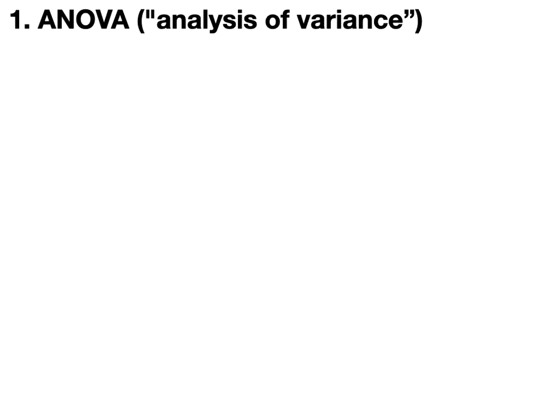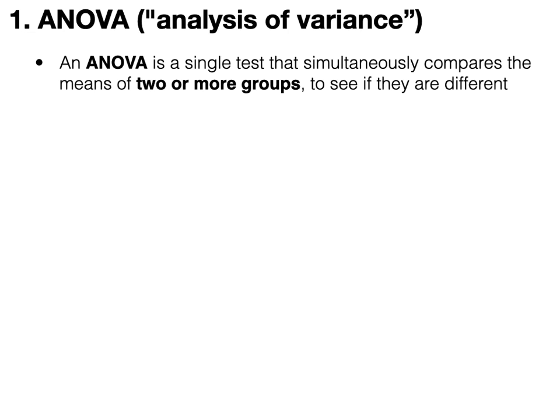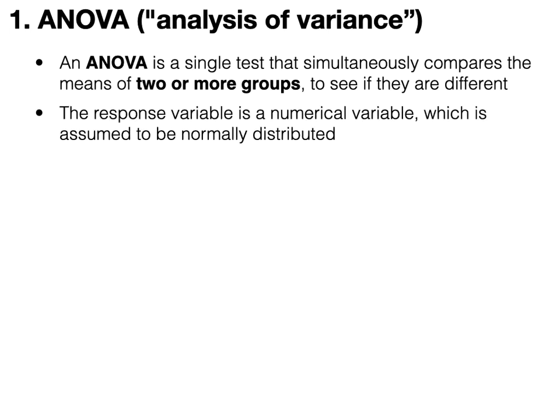Okay, well, we don't have to do that. We don't have to do all those two-sample t-tests. There are other kinds of tests we can use, and the one we're going to learn here is called ANOVA, which stands for Analysis of Variance. It's a single test that simultaneously compares the means of two or more groups to see if the means are different. So it's kind of like expanding our two-sample t-test to have potentially more than two groups.